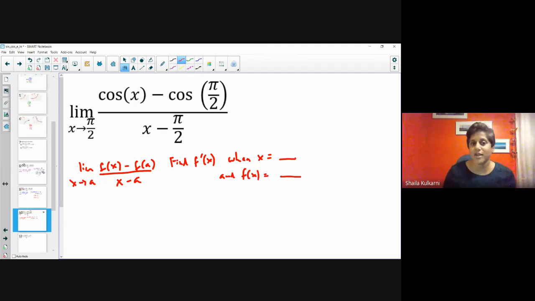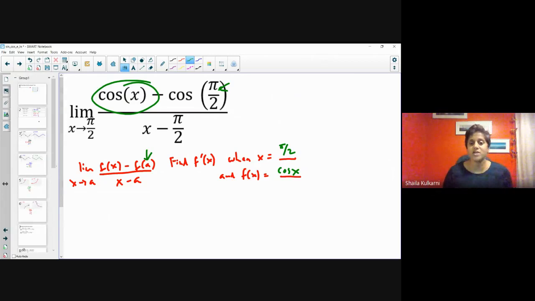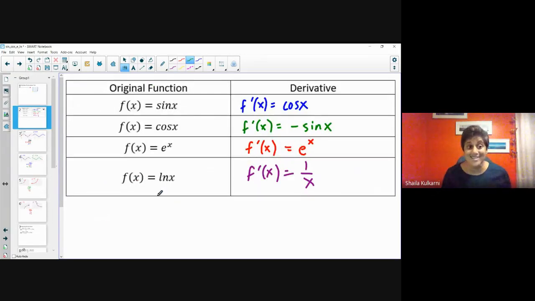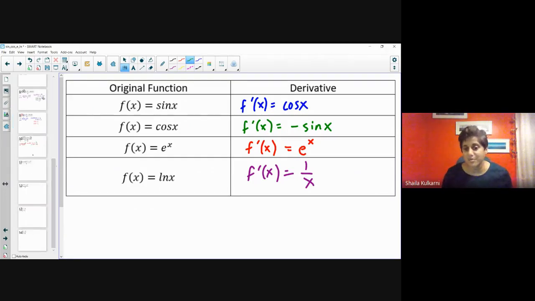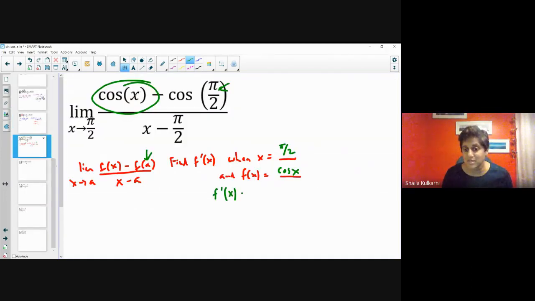Okay, well, what is the number that I plugged in? Pi over 2. And what's the function that it's getting plugged into? Cosine x. So let's go back to the front screen. What is the derivative of cosine x? It is negative sine x. So we go, all right, I know now what the derivative is. Let's come back here. F prime x is negative sine x. Let's plug in pi over 2. We get negative sine pi over 2.